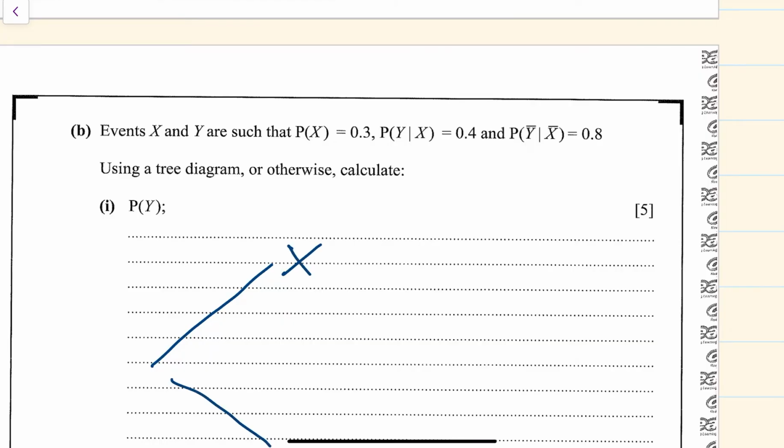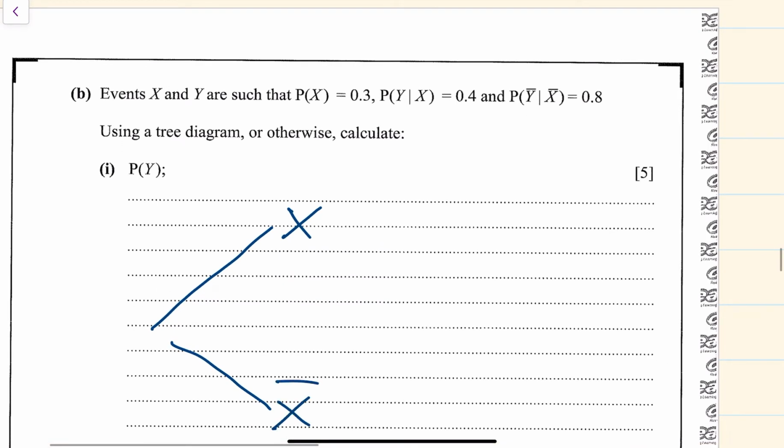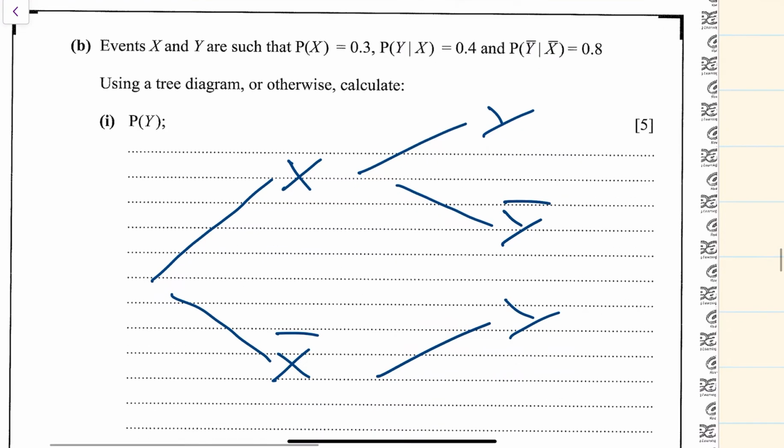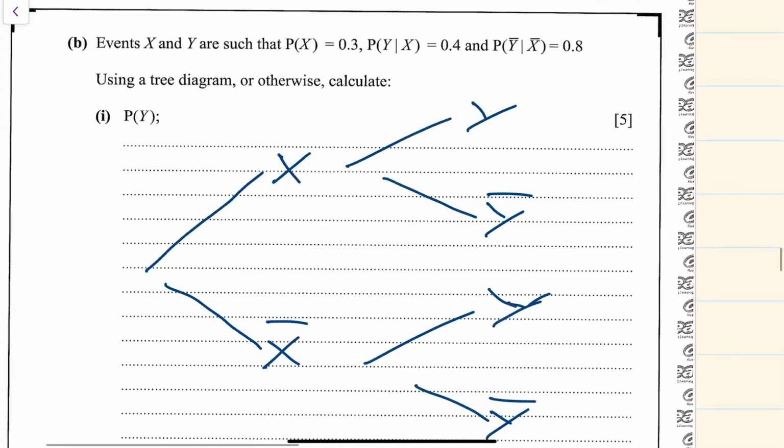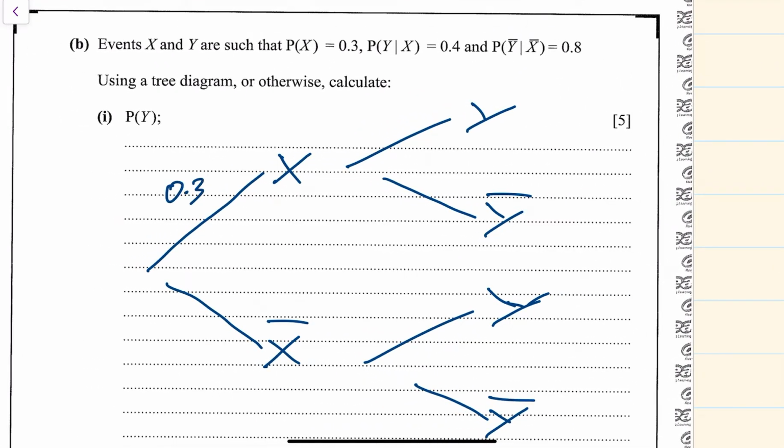Okay, you've got X or you've got not X. Then after that, you've got your Y or you've got not Y, for each branch. So that's what you can have. The probability of X is 0.3. That means the probability of not X is 0.7. That's all we can do there. And then the probability of Y given X is 0.4. So that's this single branch up here.